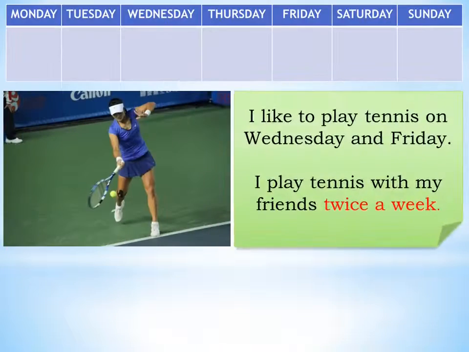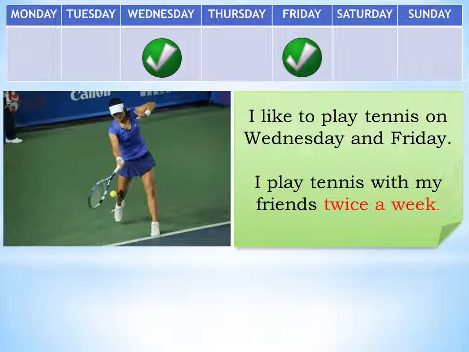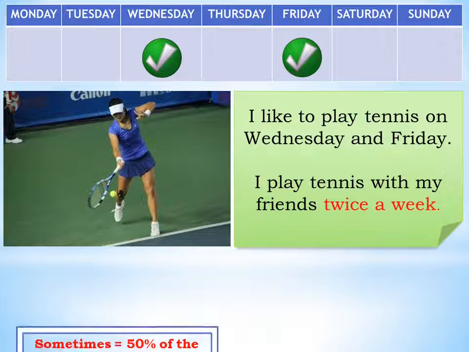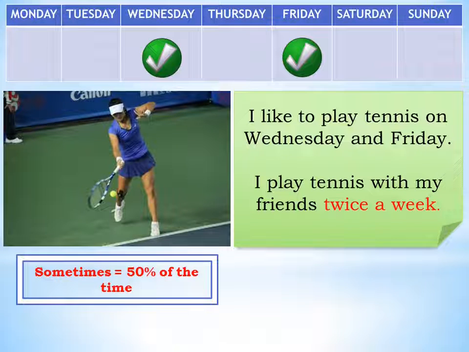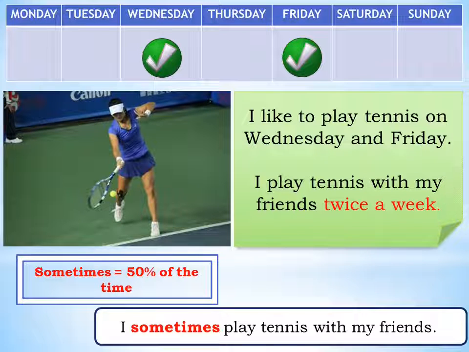Let's move to the third example. How often do you play tennis? I play tennis on Wednesday and on Friday. Means I play tennis with my friends twice a week, 2 times a week. The adverb of frequency that we will use is sometimes, 50% of the time. I sometimes play tennis with my friends.